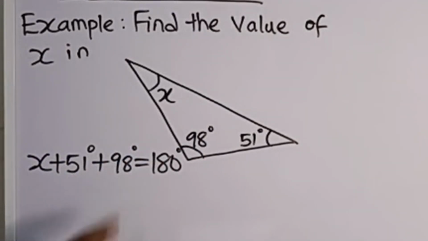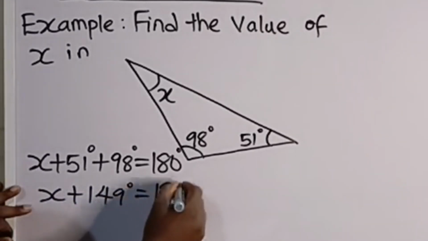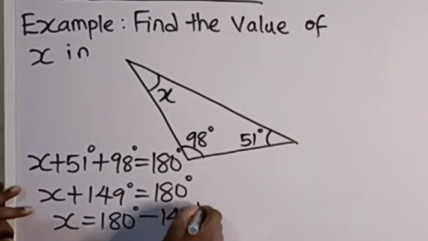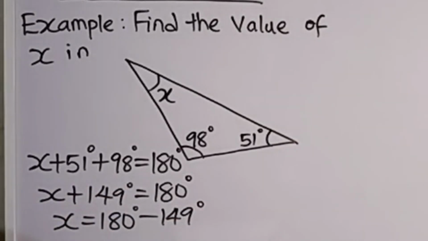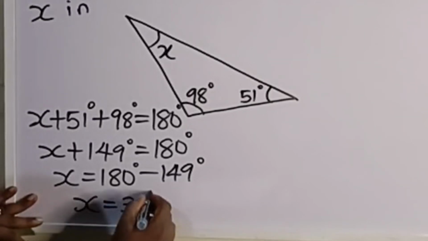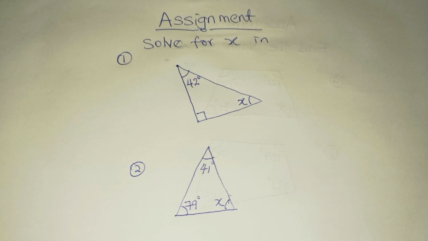So 51 plus 98, what do we have? 51 plus 98, 149 degrees. So x plus 149 degrees is equal to 180 degrees. Moving this over to the right, we have x is equal to 180 degrees minus 149 degrees. So 180 minus 149 is going to give us 31. So x is equal to 31 degrees. Very good. So this is quite easy actually. Let's try out one classwork and then we go to the next subtopic.